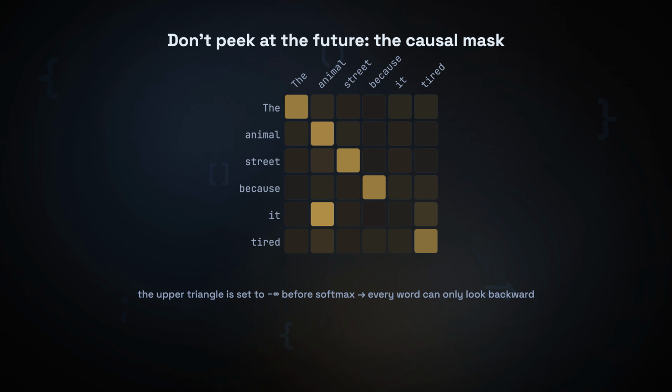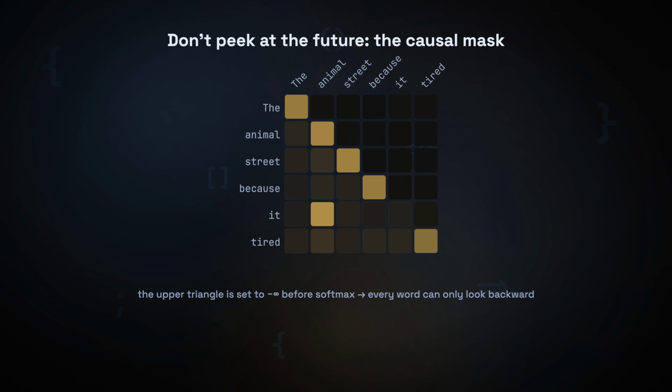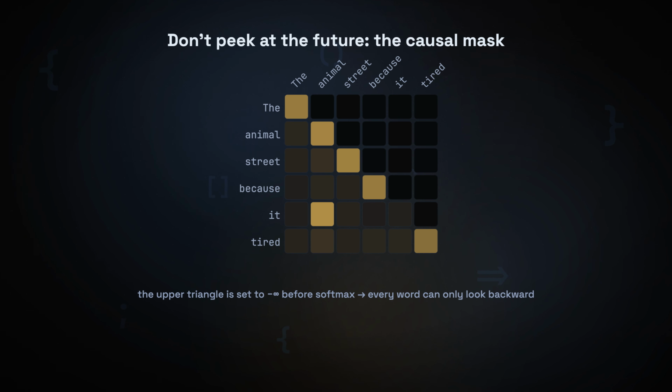One GPT-specific twist, because we're building a GPT and a GPT writes text. When it's generating, a word is predicting what comes next, so it must not be allowed to peek at the future. The future hasn't been written yet. We enforce that right on the grid. Before softmax, we take the upper triangle, every cell where a word looks ahead, and shove it to negative infinity, so softmax crushes those weights to 0. Watch the top right half of the grid go dark in a clean diagonal staircase. Now every word can only look backward, at itself and what came before. That single dark triangle is the difference between a model that reads and a model that writes.